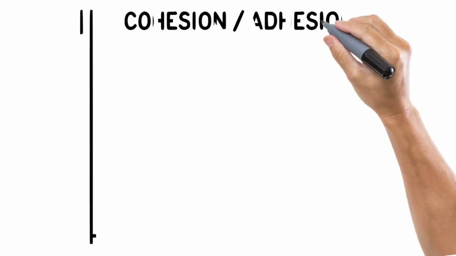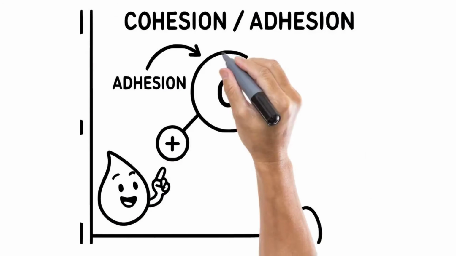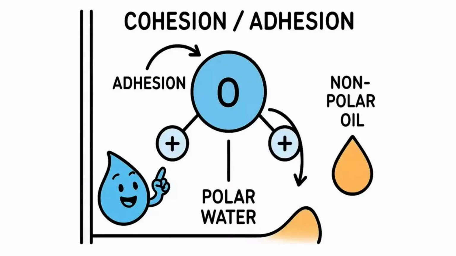On the molecular level, water's polarity gives it strong cohesion and adhesion. If water behaved more like oil, capillary action would be weaker, and plant life on land would struggle. A small property at the particle scale creates huge effects in ecosystems.